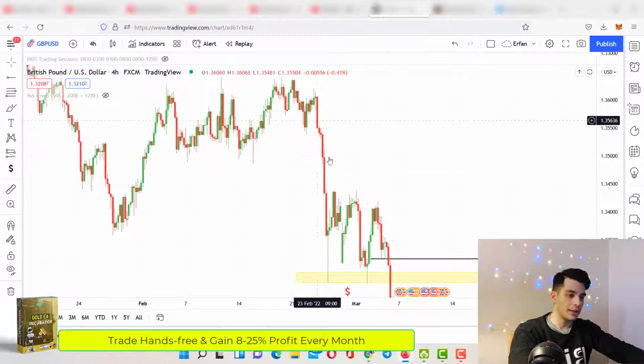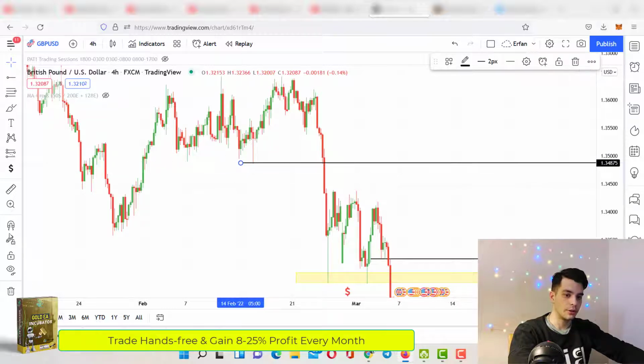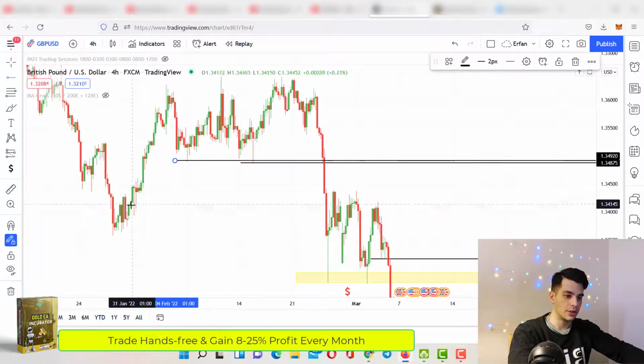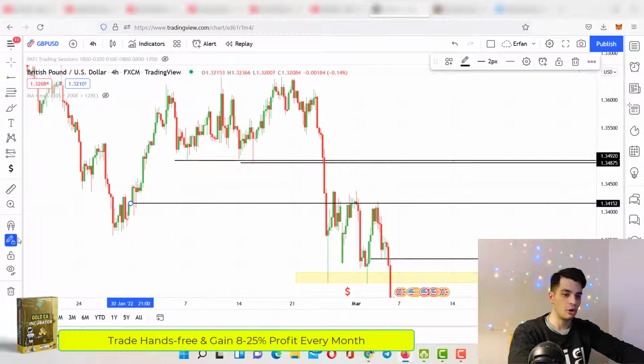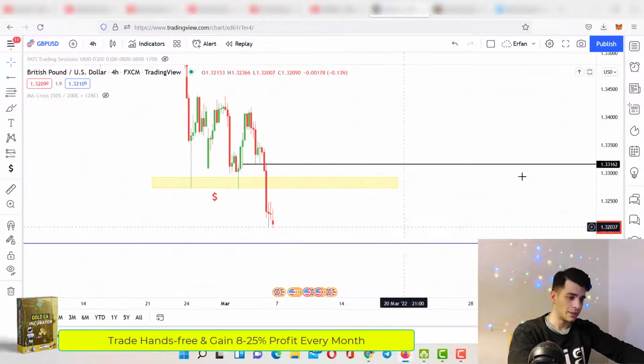Because there are so many gaps around this area that need to be filled in after a huge drop, after so many breaks of structure. So we have a break of structure here, a break of structure here, and a break of structure here. See, these are all important levels that you need to pay attention to. It's a very important thing.